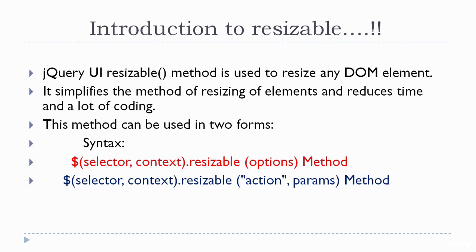A little introduction to the resizable. The jQuery UI resizable method is used to resize any DOM element. It simplifies the method of resizing elements and reduces time and a lot of coding. This method can be used in two forms. The syntaxes are as follows: $(selector, context).resizable(options). Here in the brackets the options are there. In the same way, $(selector, context).resizable("action", parameters). The methods are the same, only the difference is of resizable.